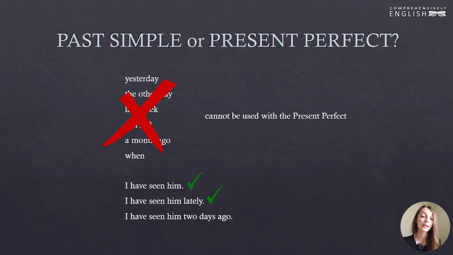I have seen him is a good sentence. I have seen him lately is also a good sentence. We don't specify any particular moment in the past, yeah, lately, recently. But I have seen him 2 days ago is an incorrect sentence. We should say I saw him 2 days ago. Ago is one of the markers of the past simple because it specifies a particular moment in a finished period of time in the past.